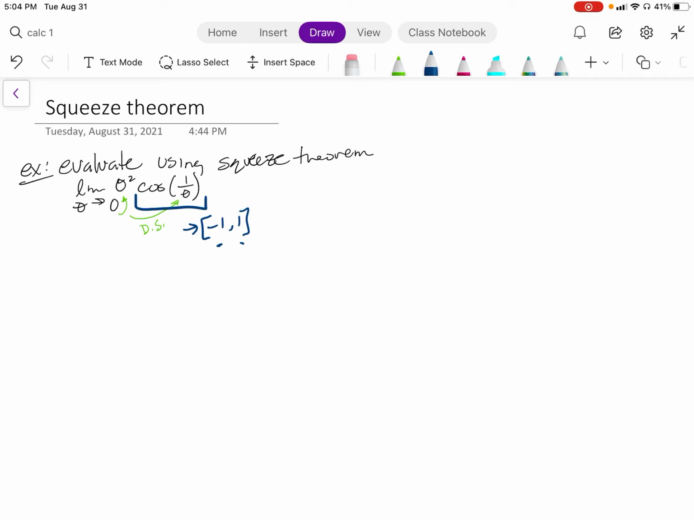Oftentimes you want to pull up a graph to help you see this, and the directions for this problem in the book also say that. Find an f of x, g of x, and h of x to use. So what we're trying to do is find some f of x that will always be less than or equal to the entire function there, theta squared cosine 1 over theta, and so we're calling this one g of x and h of x. Okay, I want to find two functions that would contain that.